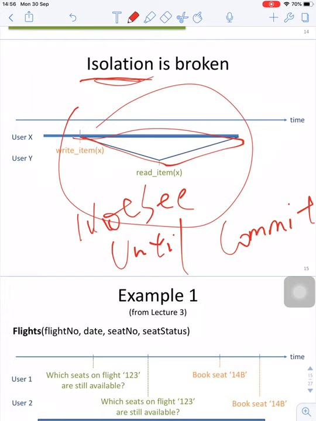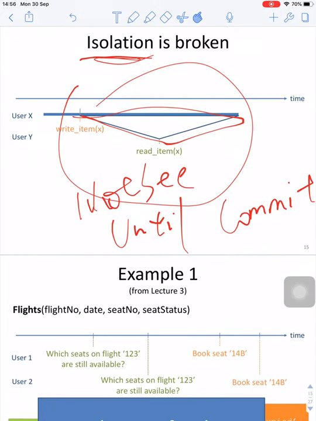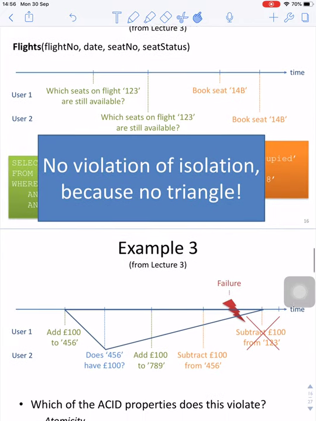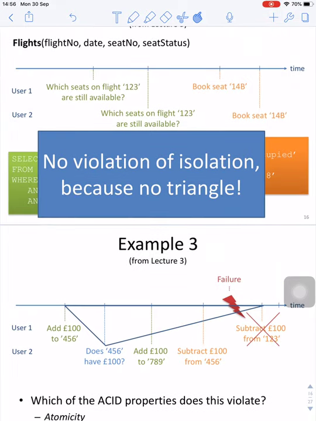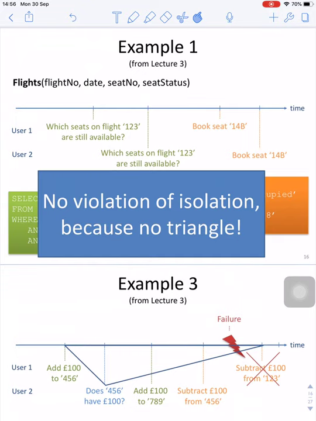So the main takeaway for isolation is that you cannot see the data until commit. You can read the written one, but not the committed one, so it is broken. Then it comes to this one. There is no violation of isolation here because there is no triangle. So this one is just about consistency.